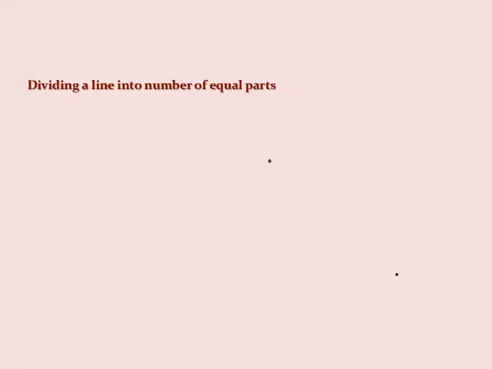So before going into that, I just want to touch upon one point. See, for example, I have a line. The length of the line is say 30 mm. I want to divide that into 7 equal parts. Can anyone say how to divide that into 7 equal parts? What will be the distance of one division?